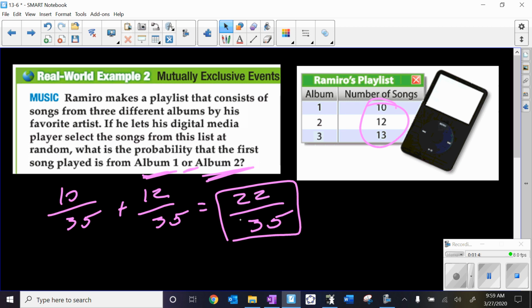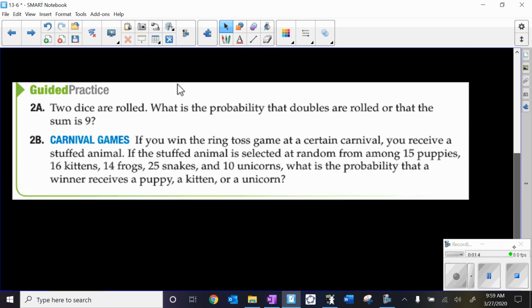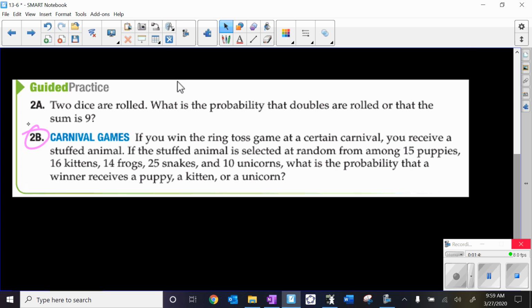We'll do one more down here at the bottom. Let's do this carnival game one. If you win the ring toss game at a certain carnival, you receive a stuffed animal. If the stuffed animal is selected at random from among 15 puppies, 16 kittens, 14 frogs, 25 snakes, and 10 unicorns, what is the probability that a winner receives a puppy, a kitten, or a unicorn?